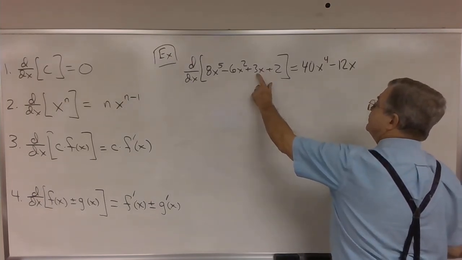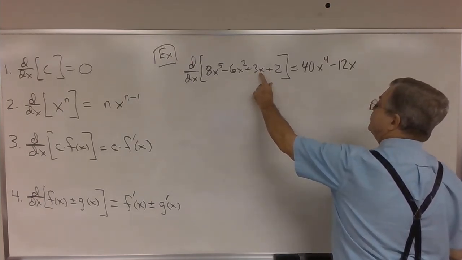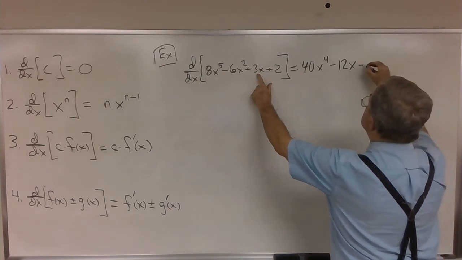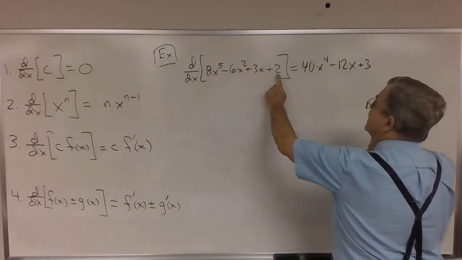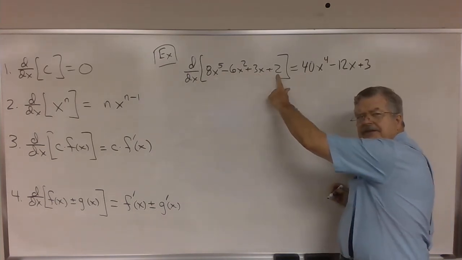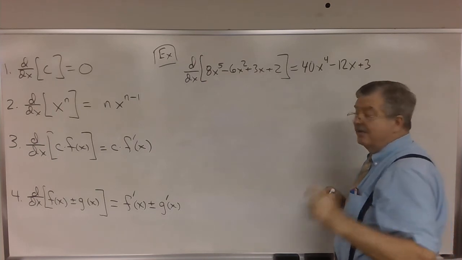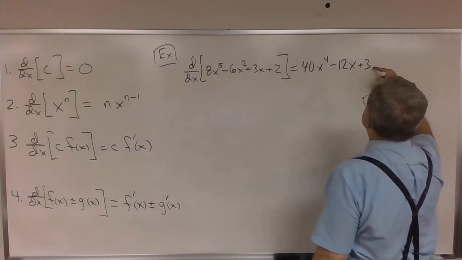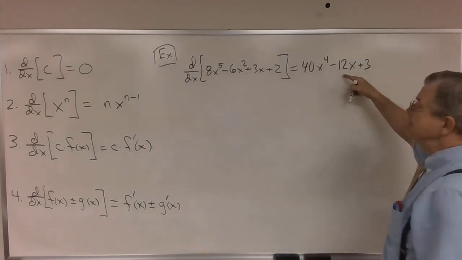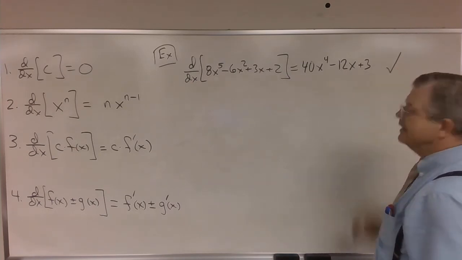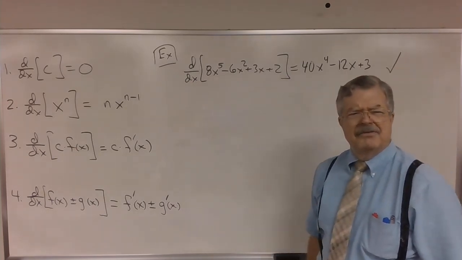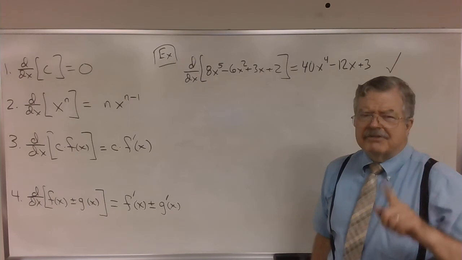Derivative of 3x, that's a constant times x, so the derivative is just the constant 3. And 2, that's a constant. What's the derivative of a constant again? 0, that's right. Plus 0. So this is our answer. Well, that wasn't hard. Let's do another one.